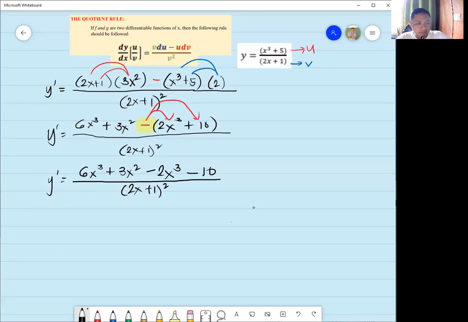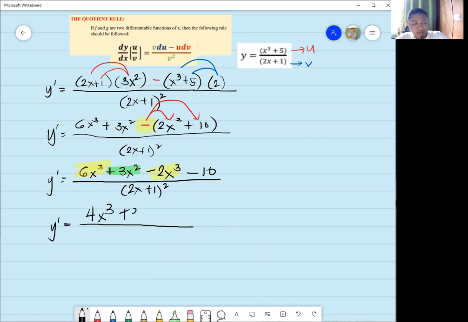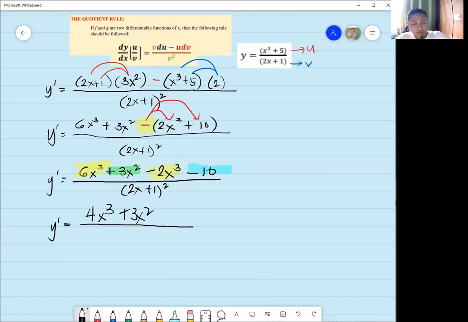Next will be simplifying process. Y prime will be equal to, let's find what's common. Ayan, those are common. So we will have 4x cubed. And then, what's next? 3x squared, mag-isa lang siya. So that's plus 3x squared. And then, minus 10. Minus 10. Over.